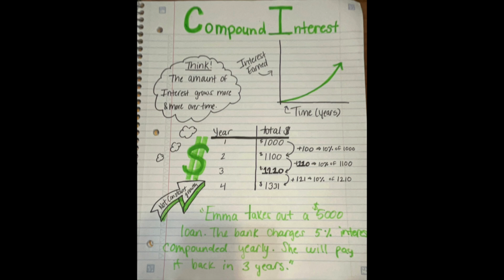Just an example for that would be Emma takes out a $5,000 loan. The bank charges 5% interest compounded yearly. She will pay it back in 3 years. So that is just an example of it is not constant growth. And that is the difference between simple and compound interest.